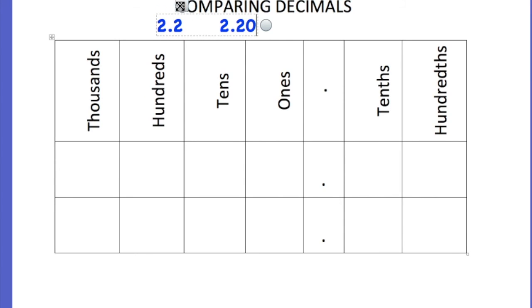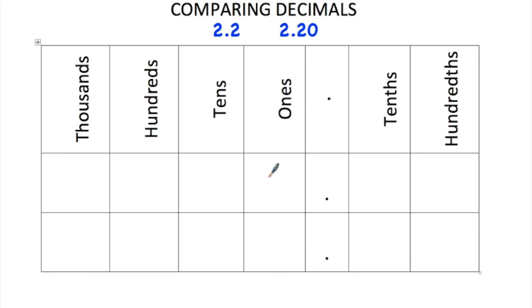Last one. We have 2 and 2 tenths and 2 and 20 hundredths. Do not be fooled. This is a trick question. What do you think the answer is? If you don't know, I'm about to go over it, so no big deal. You got this. All right, so we're comparing our place values.